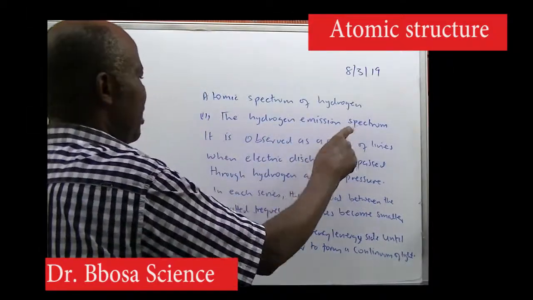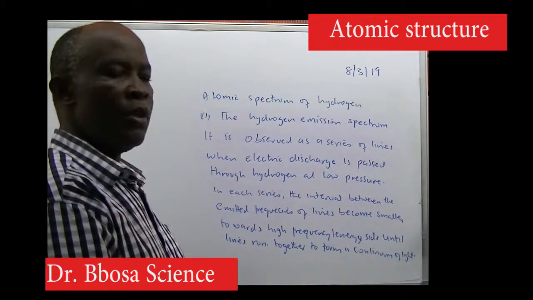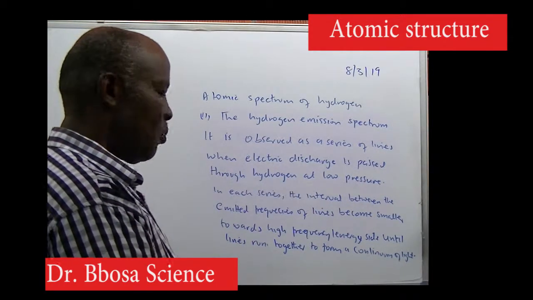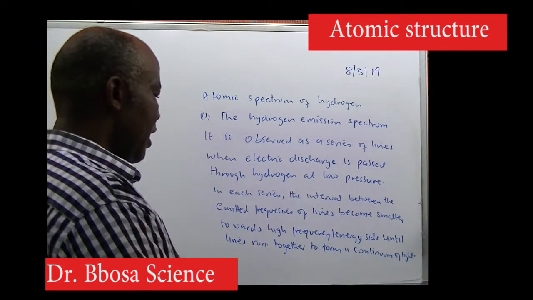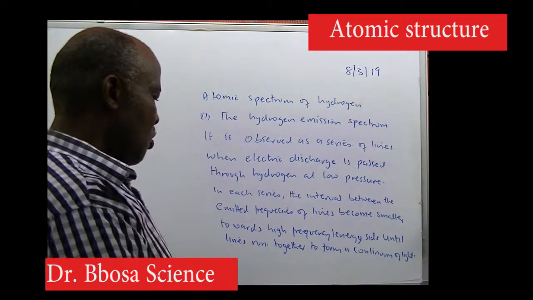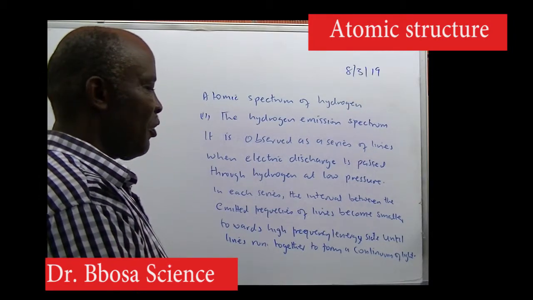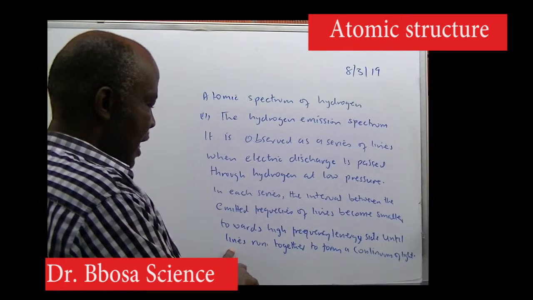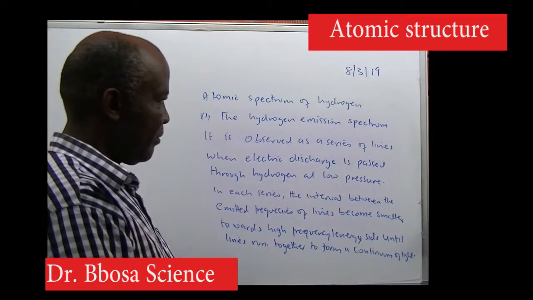The hydrogen emission spectrum is observed as a series of lines when an electric discharge is passed through hydrogen at low pressure. In each series, the interval between emitted frequencies of lines becomes smaller towards the high frequency or energy side until the lines run together to form a continuum of light.